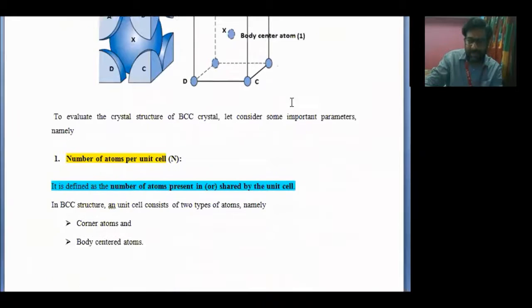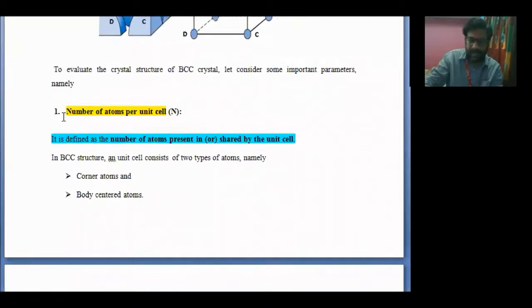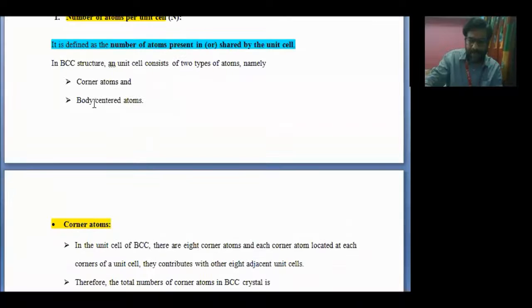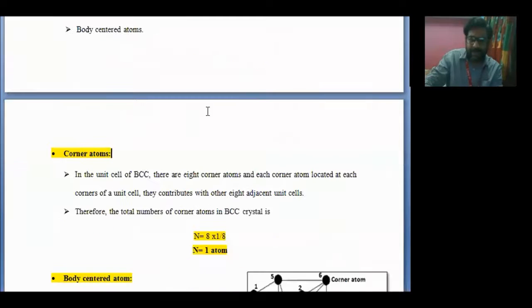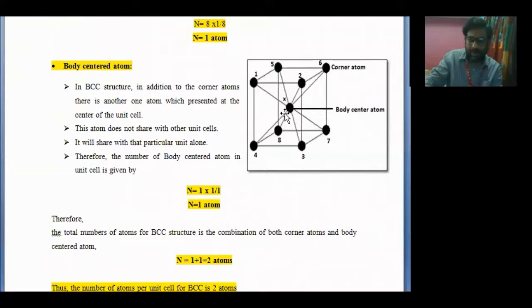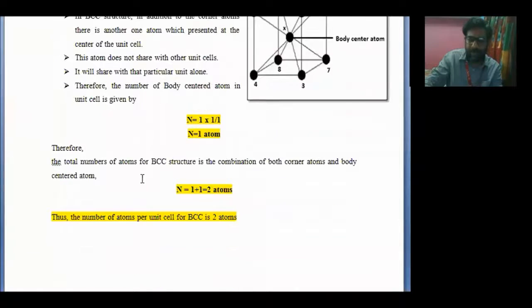So with this, we start our parameters. The first parameter is the number of atoms per unit cell, the number of atoms present in or shared by the unit cell. In the BCC structure, we have 2 types of atoms, corner atom and body-centered atom. The corner atom is 8, with sharing of 1 by 8, so we can say n is equal to 1. The body-centered atom is 1, and it belongs to its own unit, so 1 into 1 by 1 is equal to 1 atom. The total number of atoms for BCC is therefore 1 for corner plus 1 for body. Total number is 2 atoms.